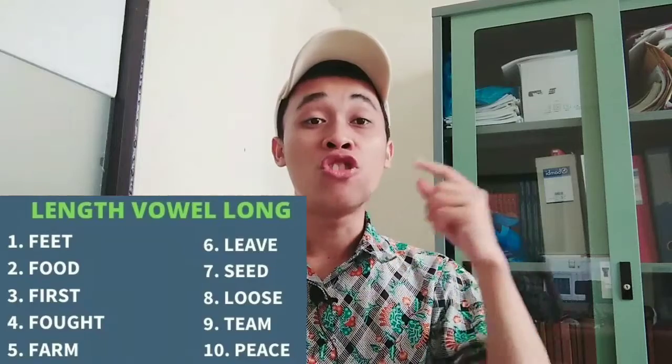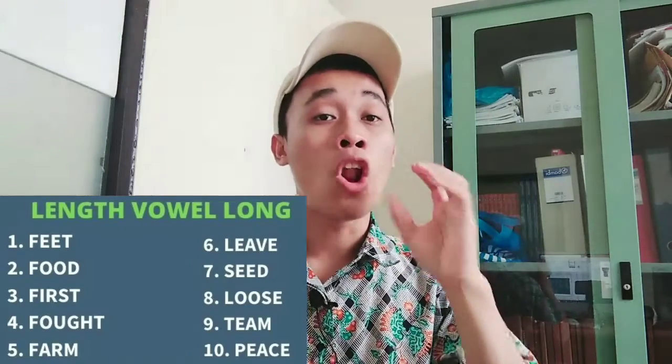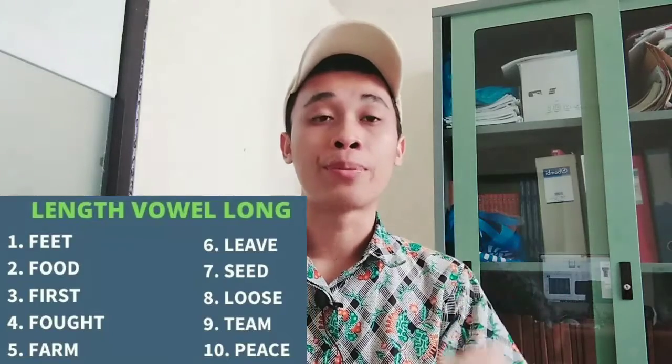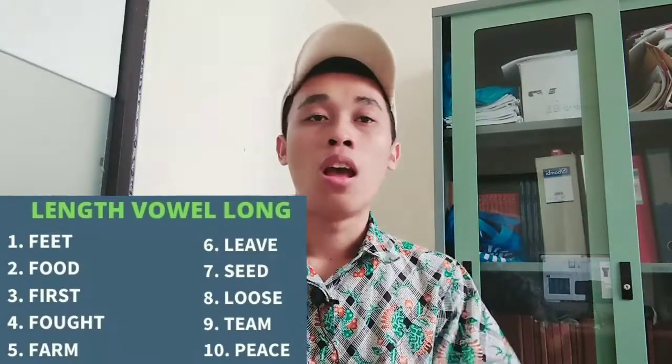Okay, the next sound is length. Are vowels long or short? So when you pronounce the length of vowel sounds, there is a long time that you must make, and there is how to pronounce the short length. For example, I have prepared 10 words for you, where the vowel is long, pronounced for a long time. Feet. So there is a long time when you pronounce the feet. Feet. Okay. Food.